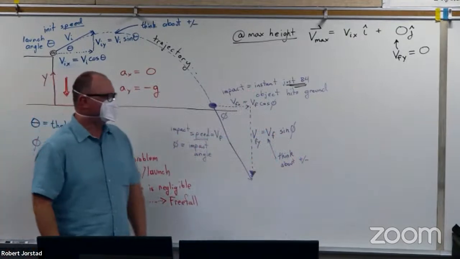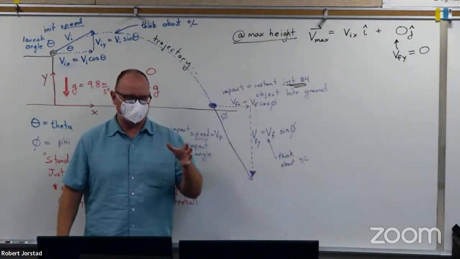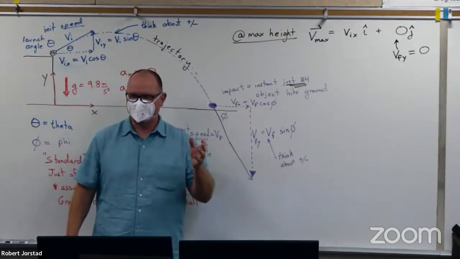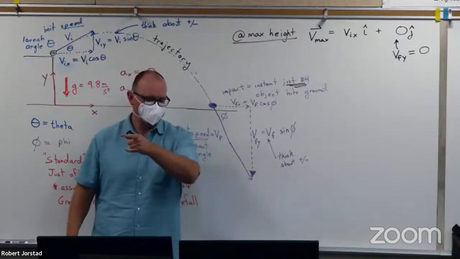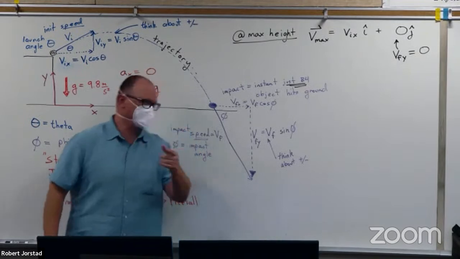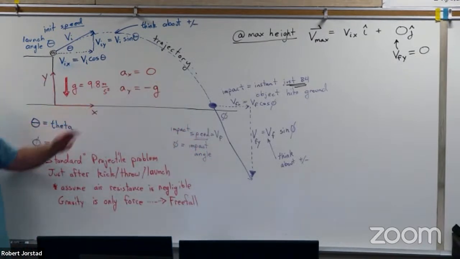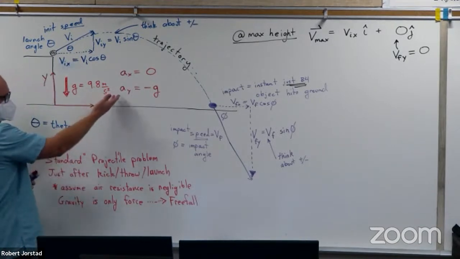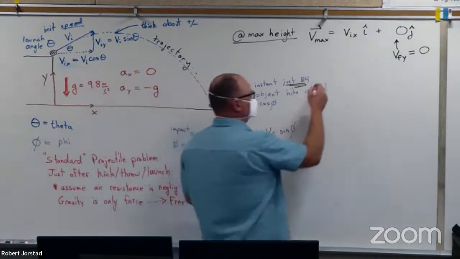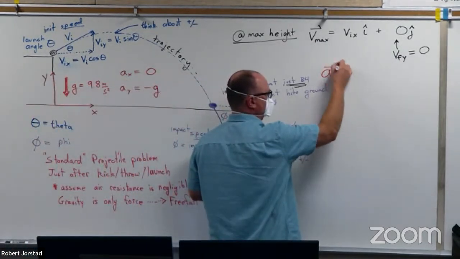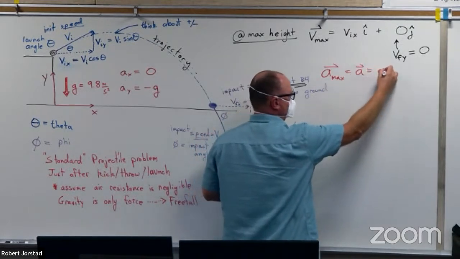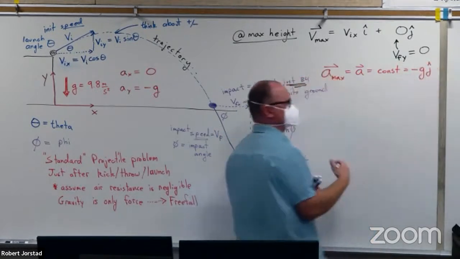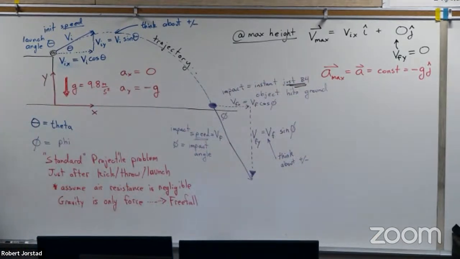All right. So what about the acceleration at max height? Is that 0, non-zero, or what? The idea is, look, gravity's not turning off and on here, right? There's the same acceleration throughout the whole thing. So to be clear, acceleration at max height equals a constant, equals negative g in the j hat, 0 in the i hat. So don't overthink it.